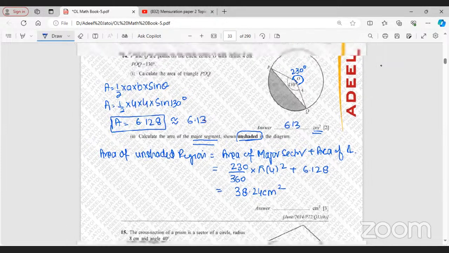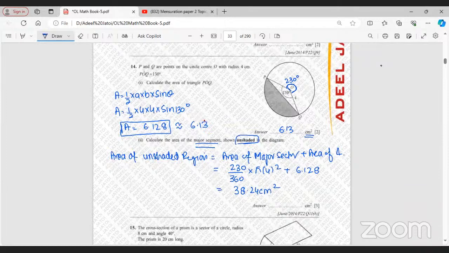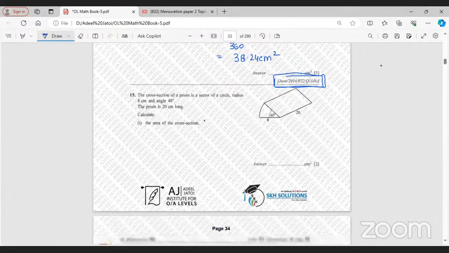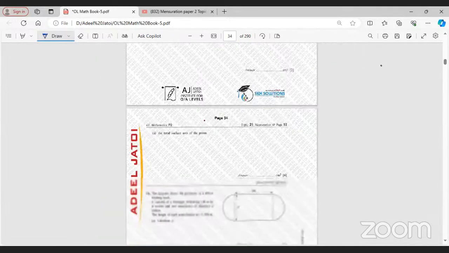So this is your question number 14. Remember, this is June 2014, paper 2, question number 11 part B, and question number 14 from my book. So here we go. Let's work upon question number 15 now.